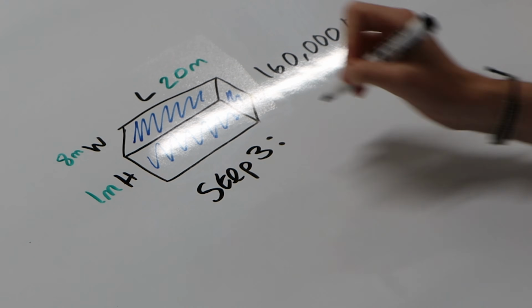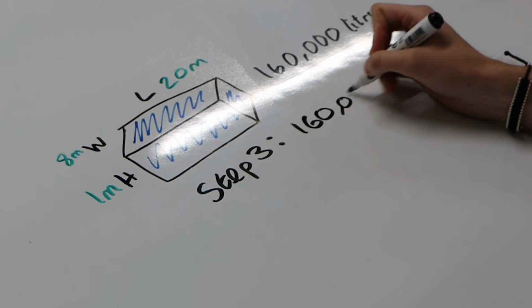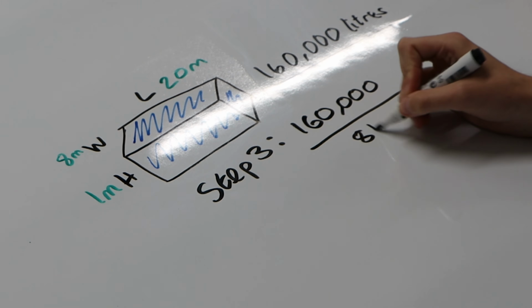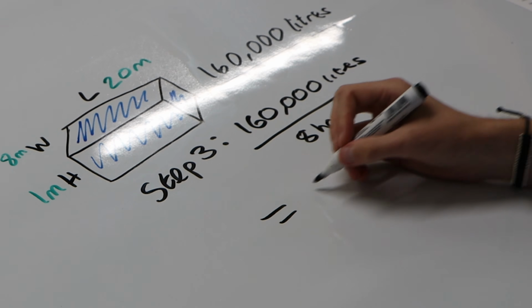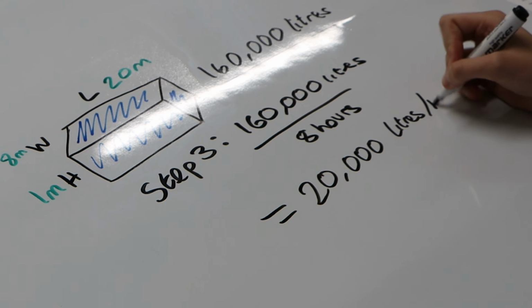Now step 3 is all about calculating the required flow rate per hour, because this 160,000 litres is the quantity of water in the pool and we need to circulate that within an 8-hour period. So we take our 160,000 and we divide it by 8 hours, which gives us 20,000 litres per hour. So we're starting to get where we need to be, and most pumps are rated with a flow rate in litres per minute.